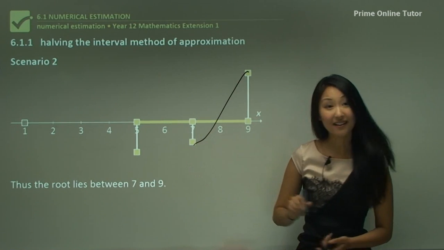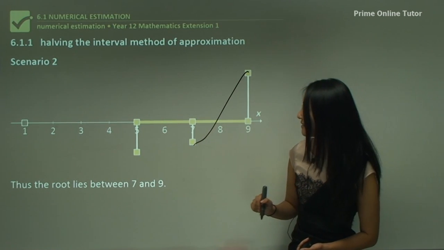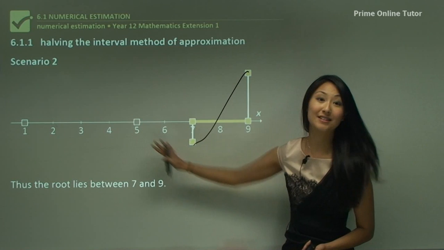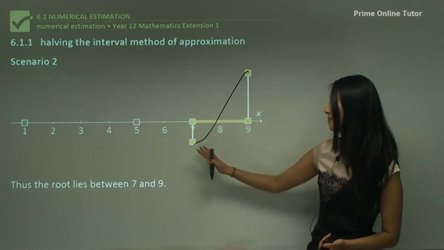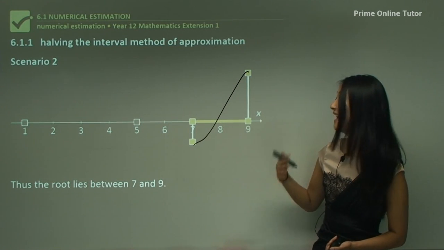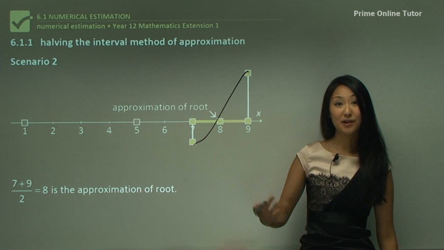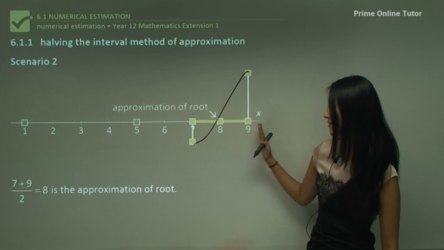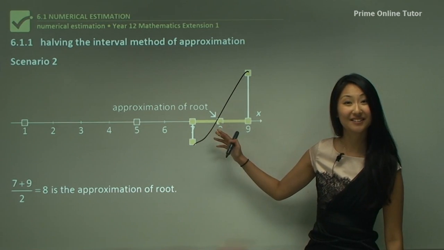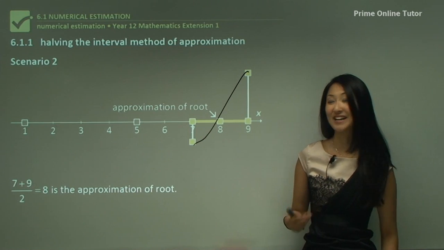So something like that, okay? Which means we get rid of 5 to 7. It's not going to be there. And that's enough of an estimation. And now we can just say the approximation of the root is between 7 and 9. So it's going to be 8. And this was what I was demonstrating to you before.